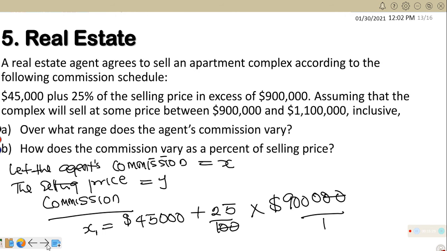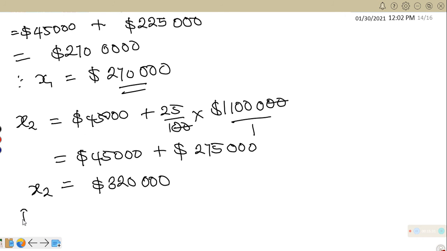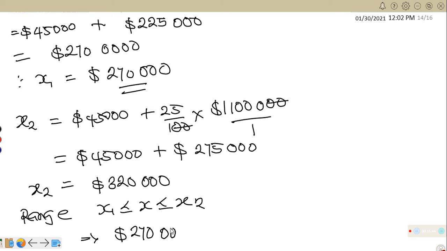Now the original commission. Answering question A, over what range does the agent commission vary? The range of the commission is given as X1 less than or equal to X less than or equal to X2, and that can be written as the first commission, 270,000, less than or equal to X less than or equal to $320,000. So this is the range of the commission, and that answers the question, guys.